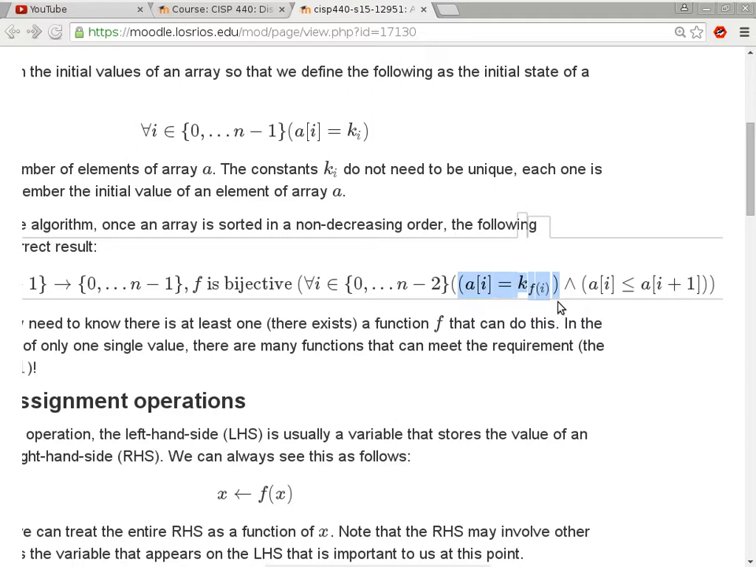No? Okay. Let me say that again. A[i] is now reflecting the value of a particular element after we run the sorting algorithm. Okay? And this is saying that it has to be the same as the value of one of the elements of A before we run the sorting algorithm. Is that making any sense?